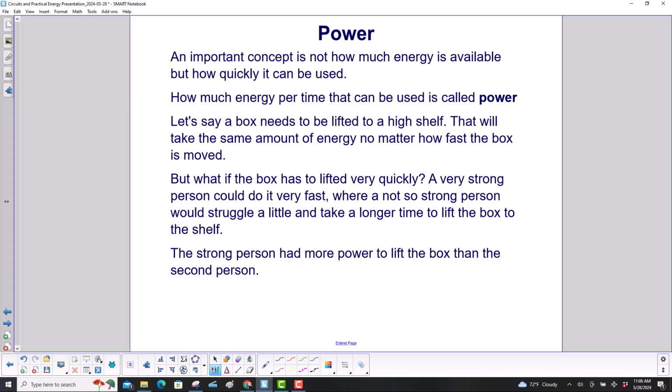Let's say a box needs to be lifted to a high shelf. That will take the same amount of energy no matter how fast the box is moved. But what if the box has to be lifted very quickly? A very strong person could do it very fast, where a not so strong person would struggle a little and take a longer time to lift the box to the shelf. The strong person had more power to lift the box than the second person.